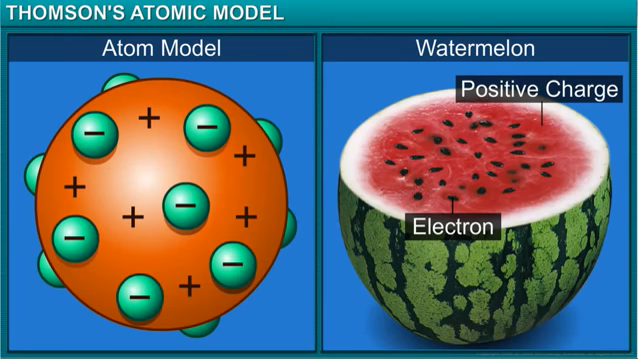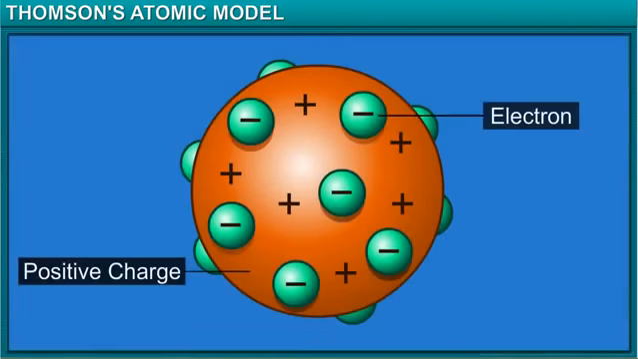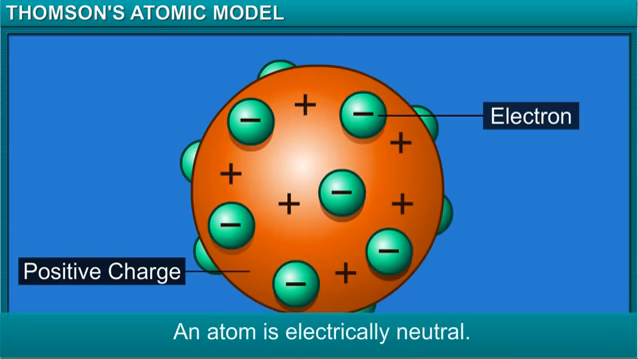The oppositely charged particles are held together by electrical force of attraction. Thomson concluded that an atom consists of a positively charged sphere with electrons set within the sphere. An atom is electrically neutral as the positive and negative charges within it are equal.